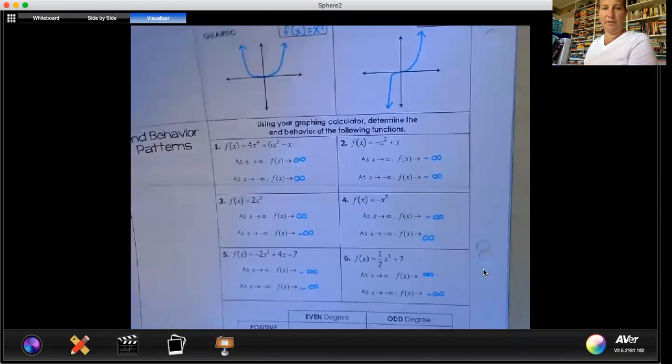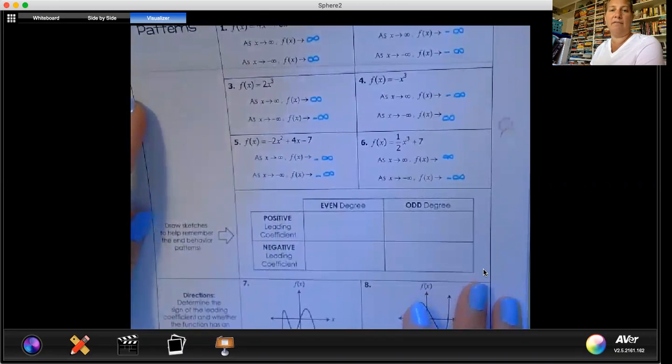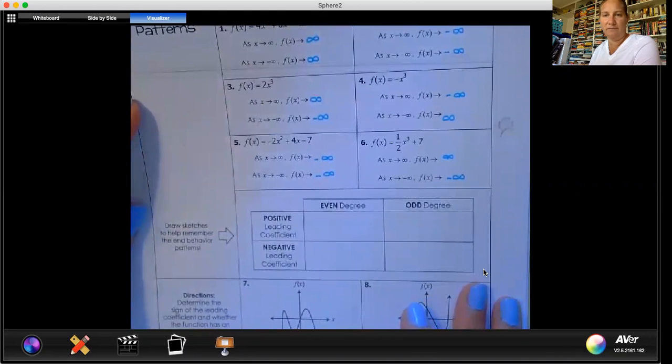Number 3, as x approaches infinity, f of x approaches infinity. As x approaches negative infinity, f of x approaches negative infinity. Number 4, as x approaches infinity, f of x approaches negative infinity. And as x approaches negative infinity, f of x approaches infinity. And number 5, as x approaches infinity, f of x approaches negative infinity.